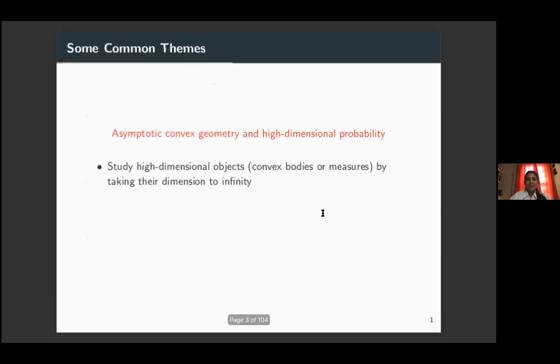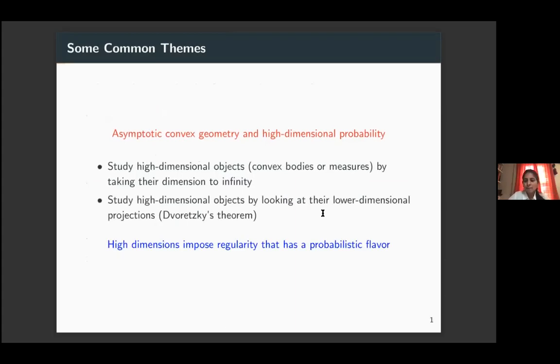So I'm going to start. Of course, we know that asymptotic convex geometry is trying to study high-dimensional objects, either convex bodies or, in high-dimensional probability, high-dimensional measures. And often you take the dimension to infinity, or you can look at these high-dimensional objects and look at their low-dimensional projections, and then you take the dimension to infinity and see what these low-dimensional projections do.